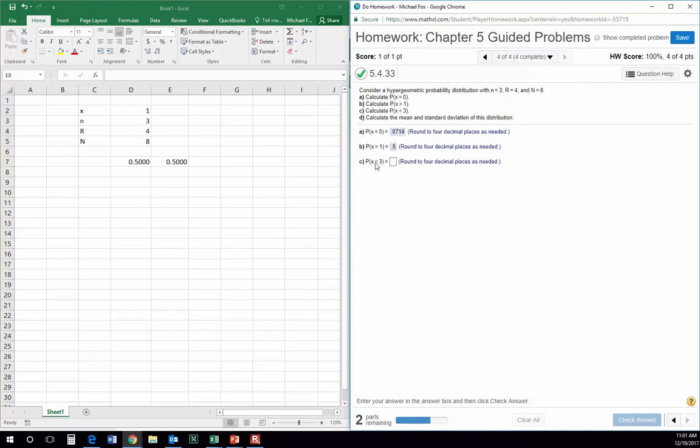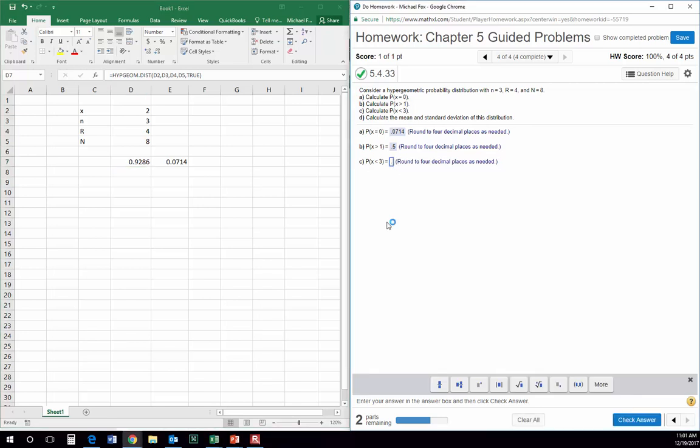Here, what's the probability that x is less than 3? So remember, if we put our x as 3, it would be telling us the probability that x is a 3, a 2, or a 1, or a 0. We don't want that. We want the probability that x is a 2, or a 1, or a 0, which is less than 3. That's why I plugged in 2. And there our probability is 0.9286.